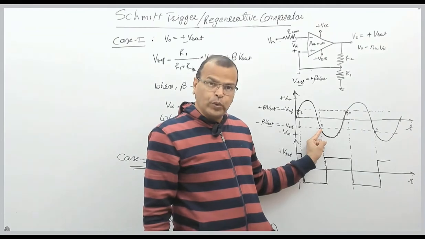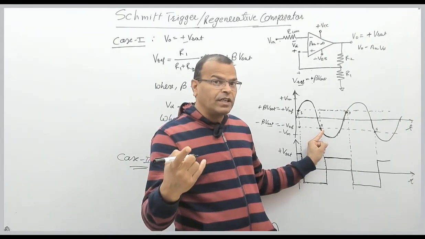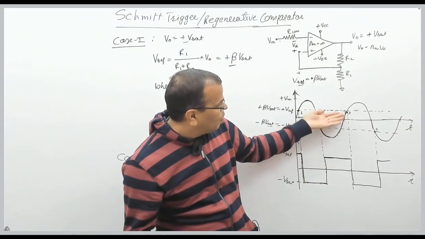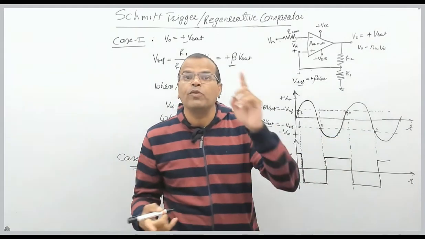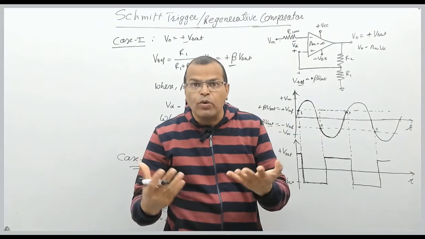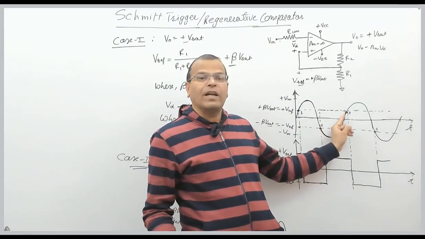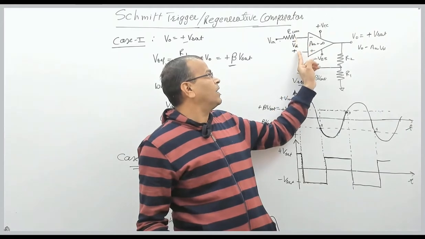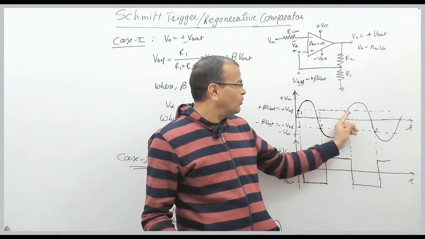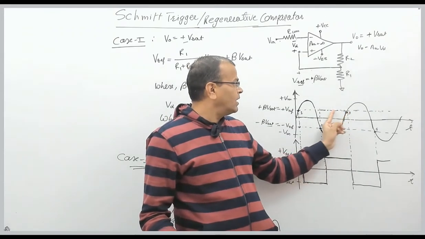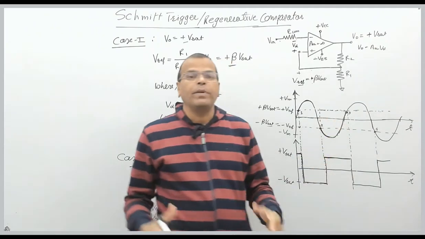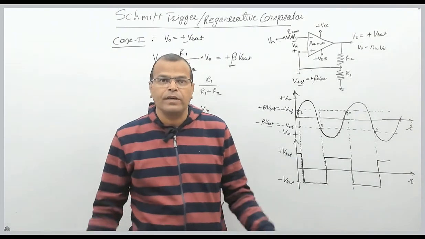After instant 2, the new reference is plus beta into Vset. So from this point, you can see input voltage is below the reference, so input voltage is less. If input voltage is above the reference, input voltage is more. So when input voltage is less than reference, Vd will be positive. So from here up to this point, input voltage is less than this reference, so Vd will be positive and output will remain positive. I hope concept is clear.